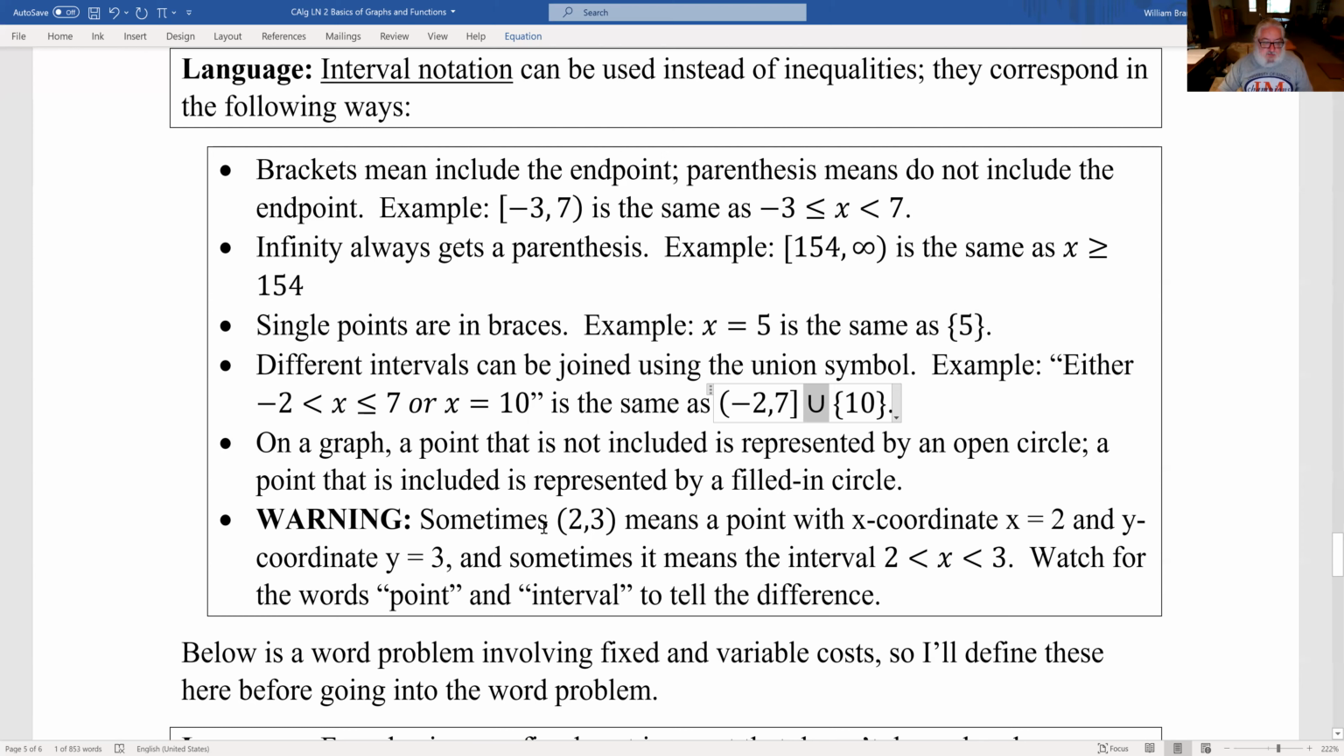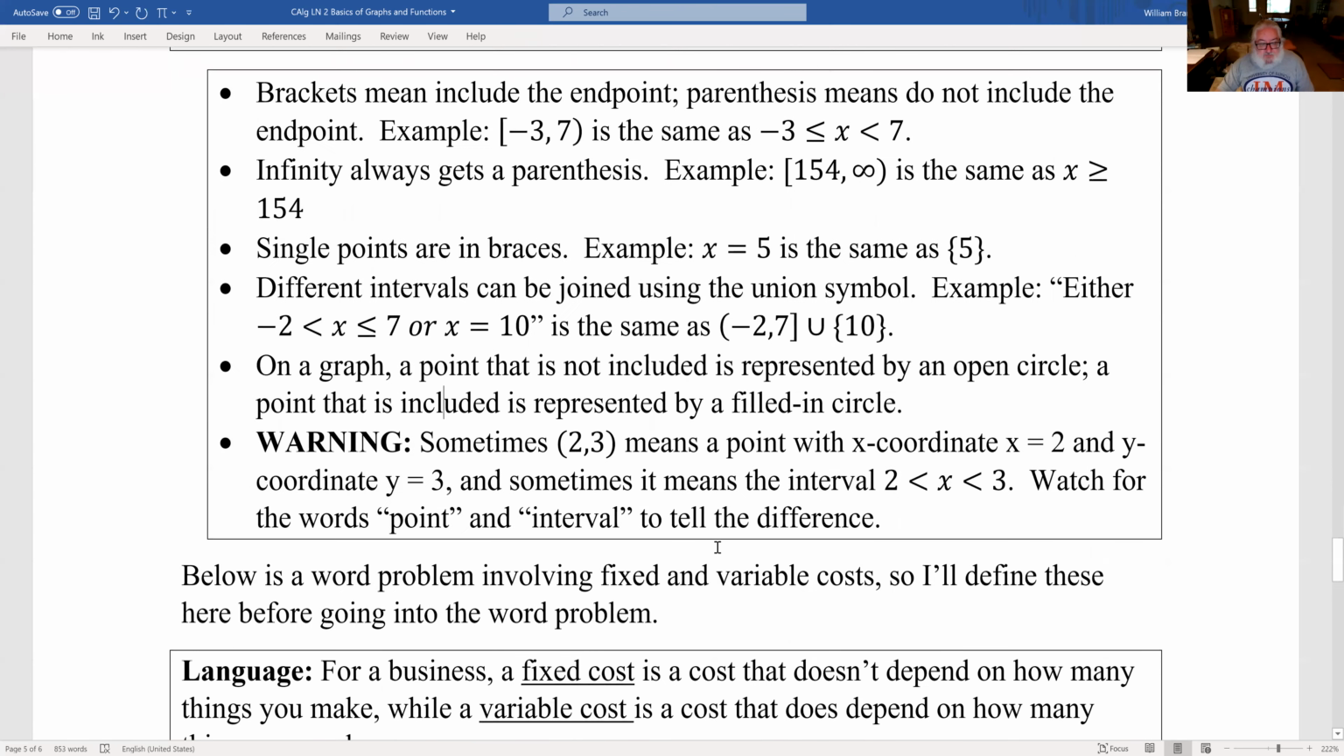Different intervals can be joined with that. And when we're looking at graphs, a point that's not included is an open circle. A point that is included is a filled in circle. And you have to be a little bit careful.